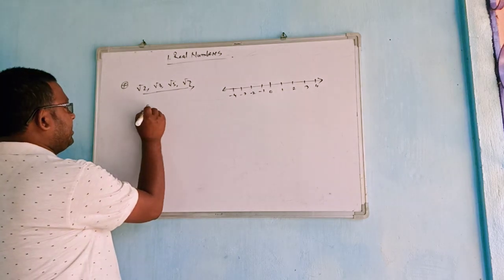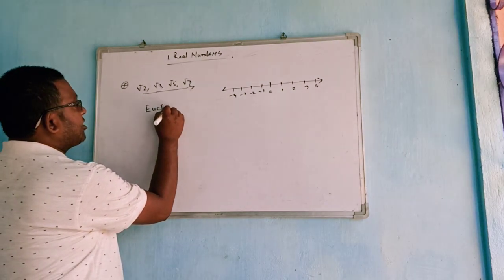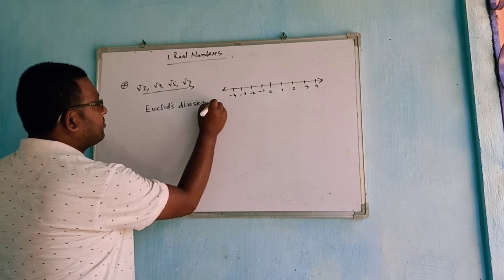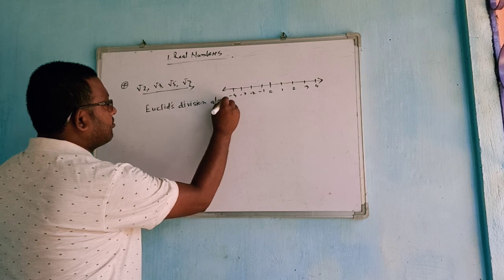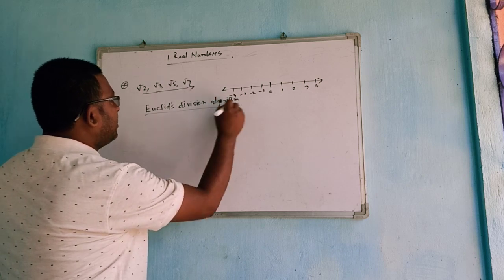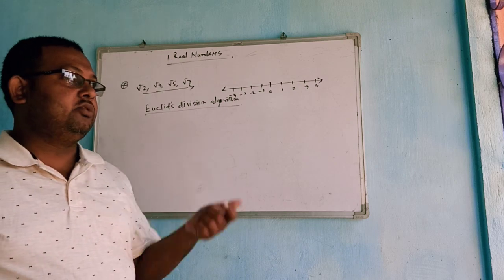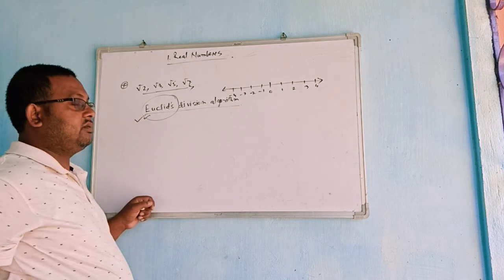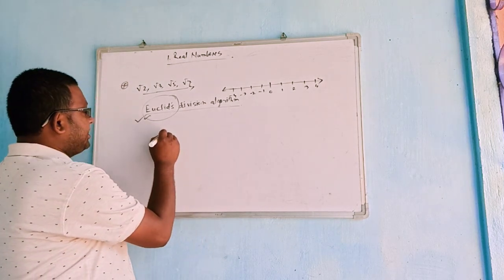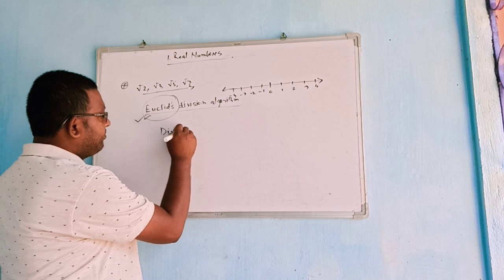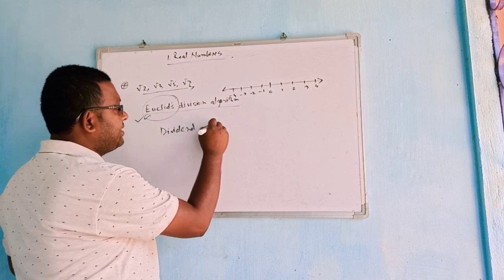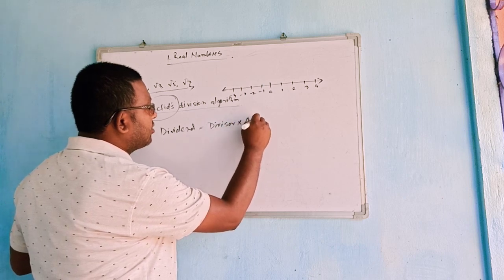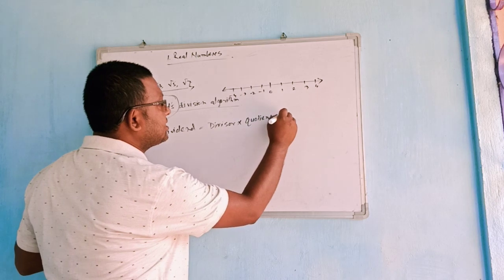So what is Euclid's division algorithm? These are some rules that the mathematician Euclid has given, so we have to follow this rule. What is this rule? Suppose we know: dividend equals divisor into quotient plus remainder.